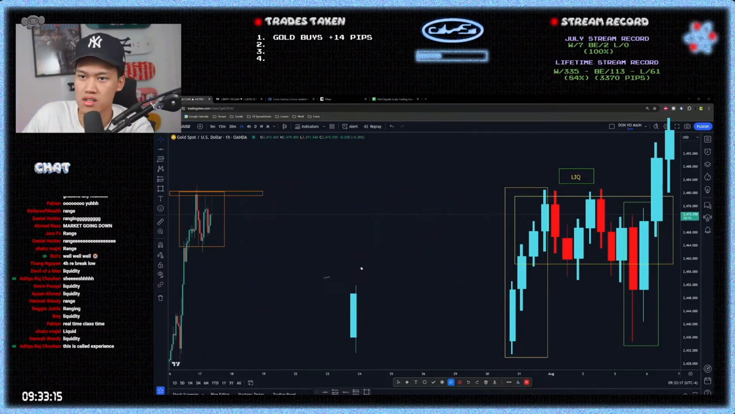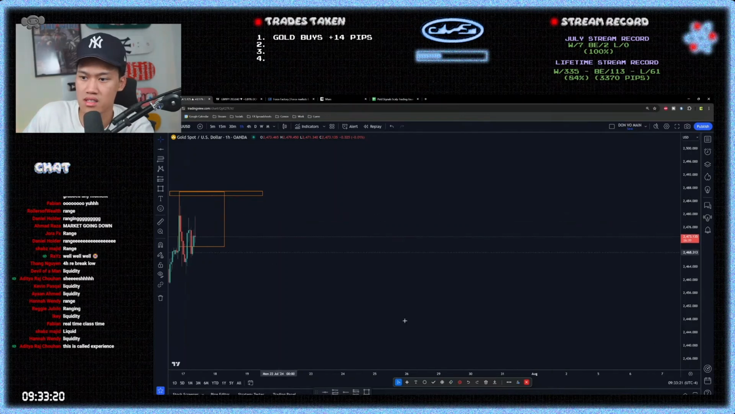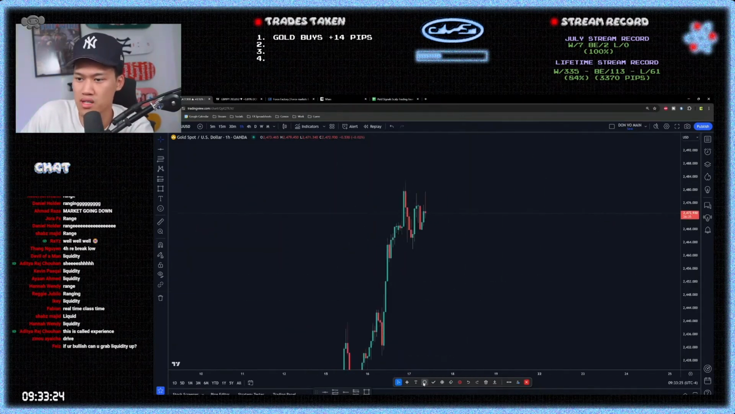You guys know what that is? Cool. So what's next is liquidity, right? So now you have a range. So let me go ahead and do this. So on the small time frame, which is the 1, you have a drive, which is this. You now have a range, which is this.